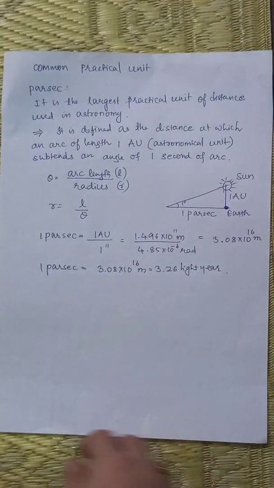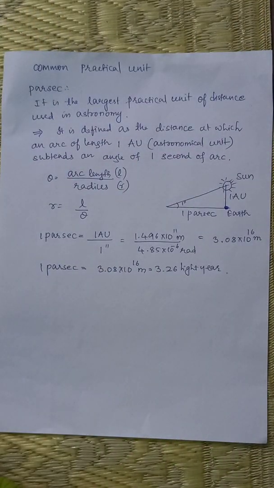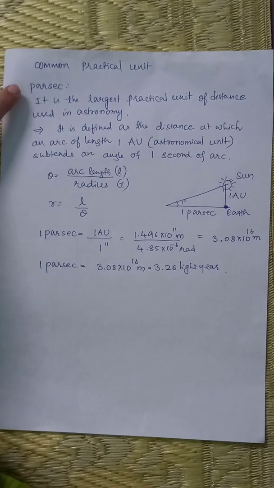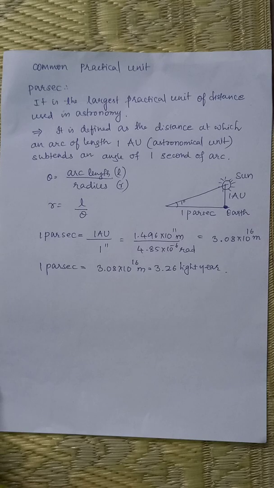Now, in the last live class, we have seen common practical units. What is light year? What is angstrom? One astronomical unit, and many more we have seen. I hope you have written the definitions and values by referring to the textbook which I had told you. Now, among those practical units, one more is parsec, which is related to angle.